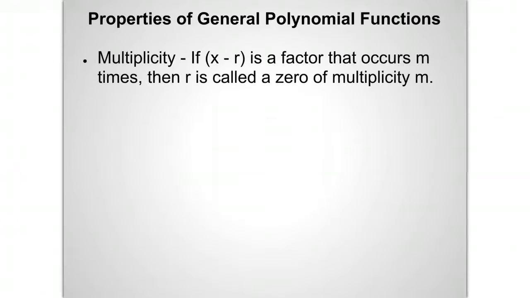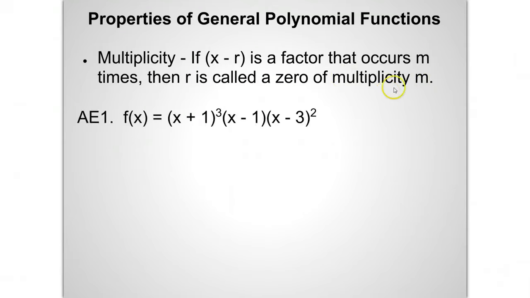Next property of polynomial functions is multiplicity. Multiplicity has a way of having us figure out how graphs relate to the rule. If x minus r is a factor, then we know that r is a root. But if it occurs m times, then we say that r is a zero of multiplicity m.